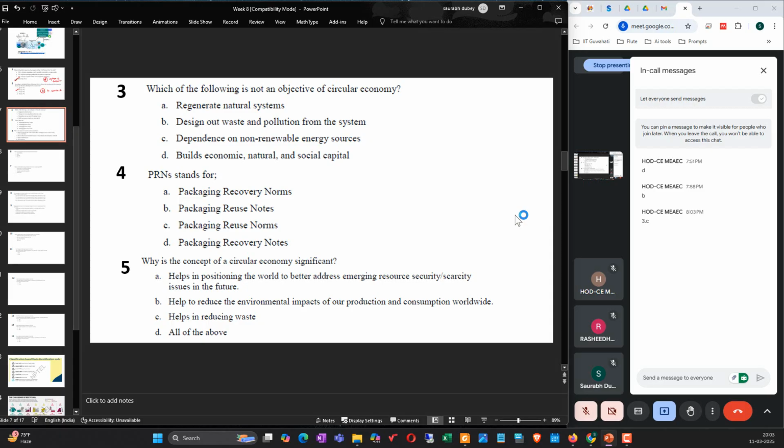So one attendee is saying option C, dependence on non-renewable energy sources. So that is not the objective. I will just wait for some more time in case another person wants to attempt. Fourth, D is saying. So I will be looking at all the questions.